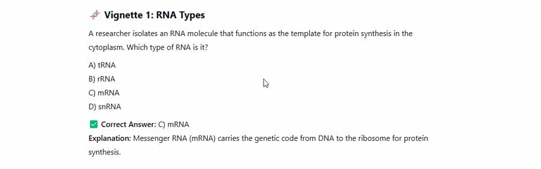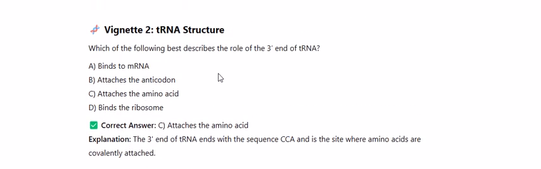Vignette 2. tRNA structure. Which of the following best describes the role of the 3' end of tRNA? A. Binds to mRNA. B. Attaches the anticodon. C. Attaches the amino acid. D. Binds the ribosome. Attaches the amino acid. Explanation: the 3' end of tRNA ends with the sequence CCA and is the site where amino acids are covalently attached.